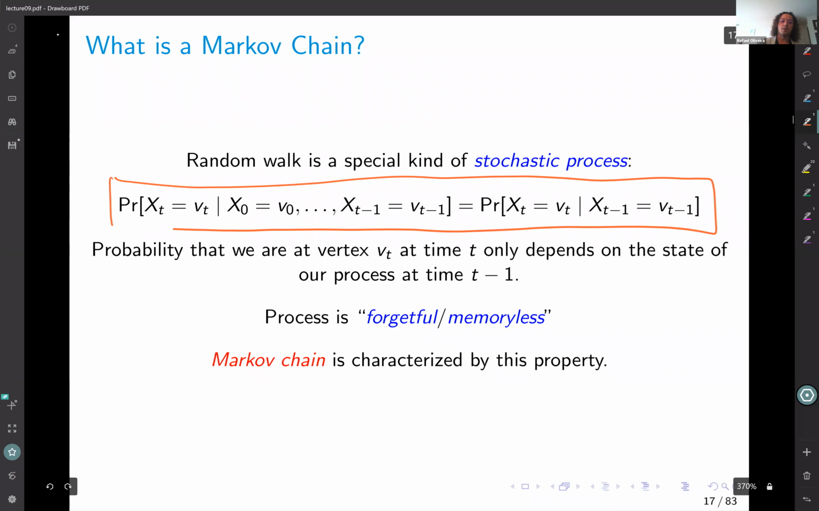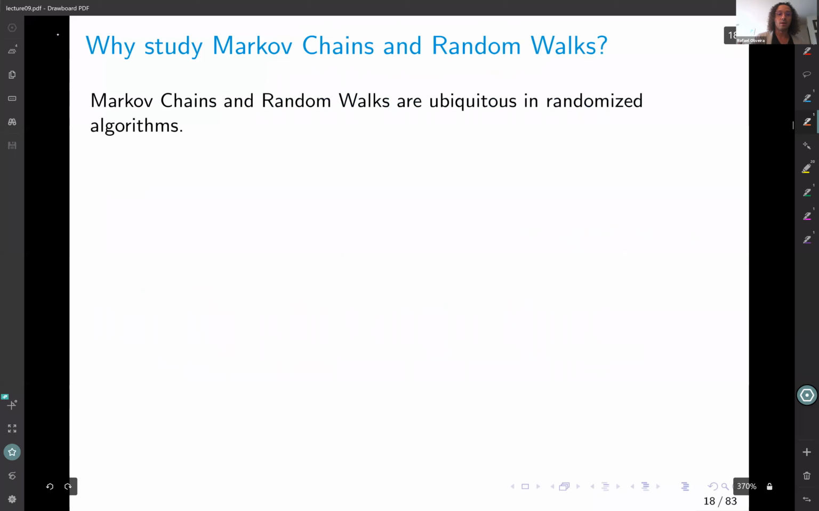This process appears everywhere, so it is very important to study these Markov chains. So why study Markov chains and random walks? First of all, they are ubiquitous in randomized algorithms. They show up everywhere. For example, as we're going to see in the next lecture, the PageRank algorithm is a random walk, so it will be a Markov chain.